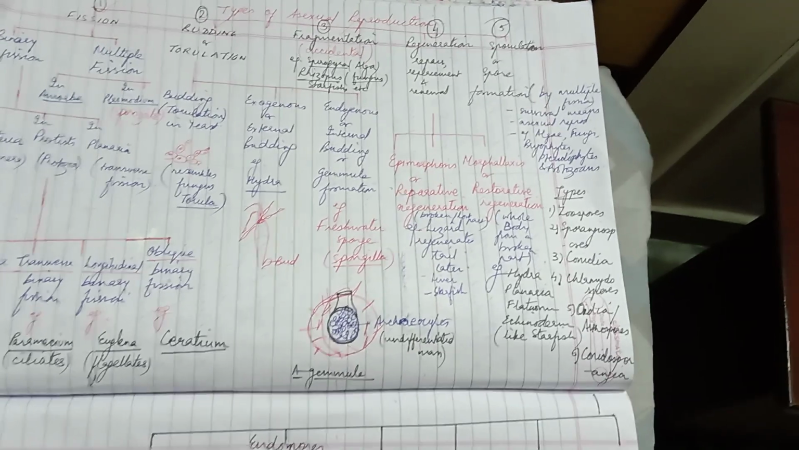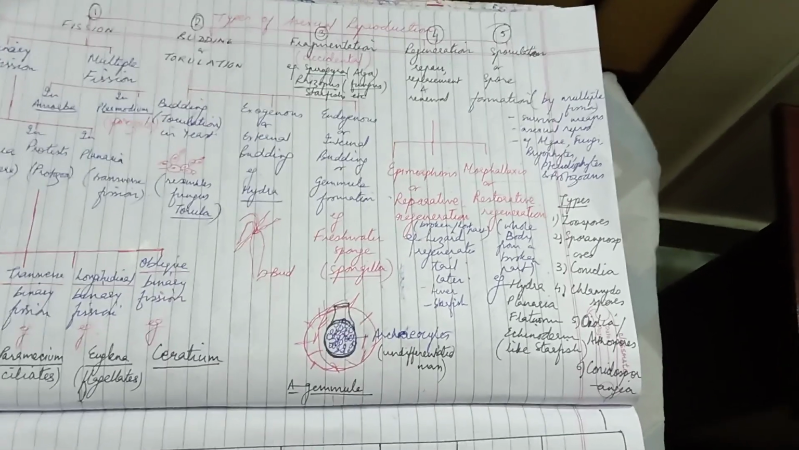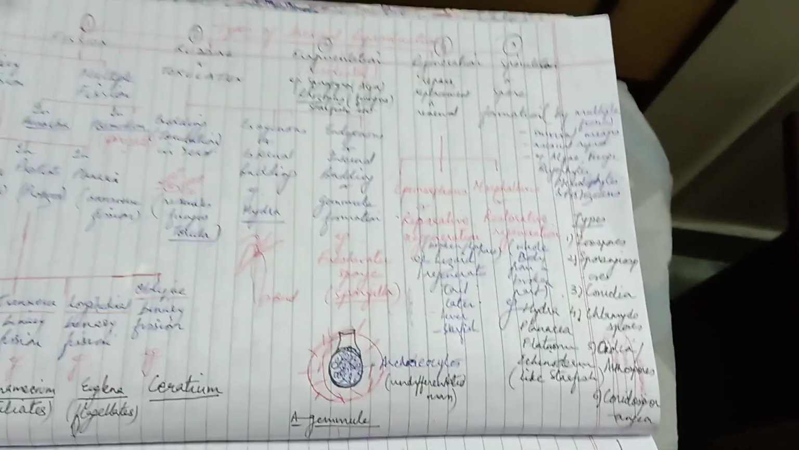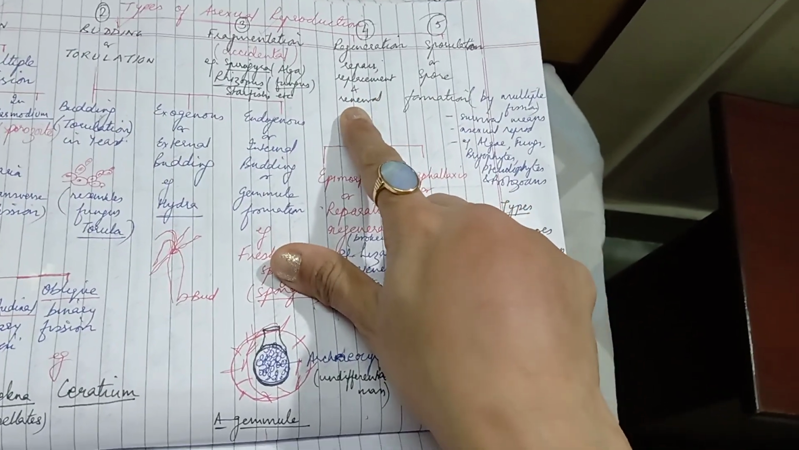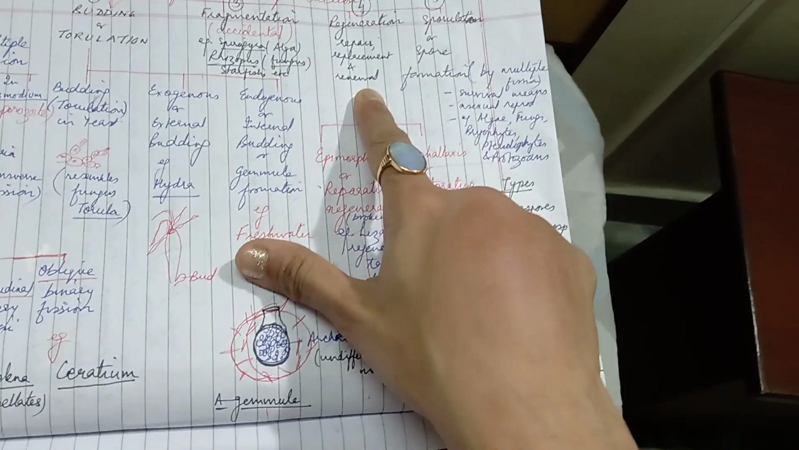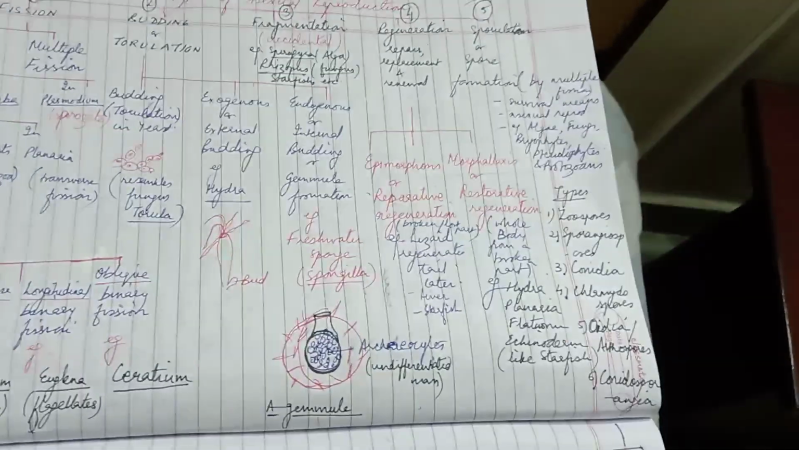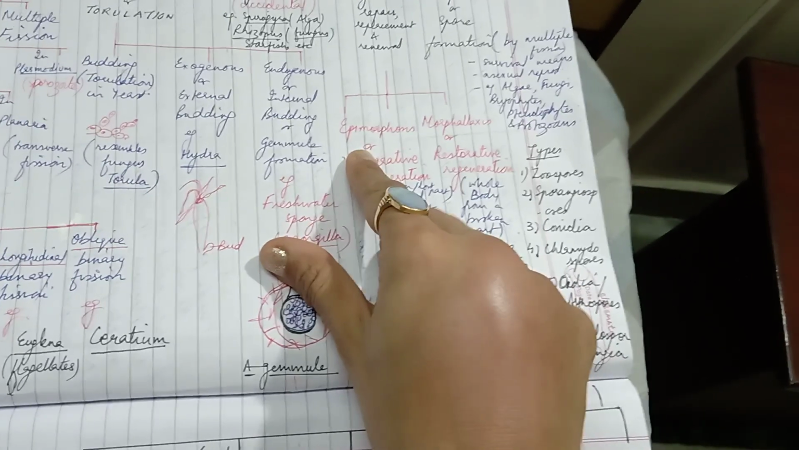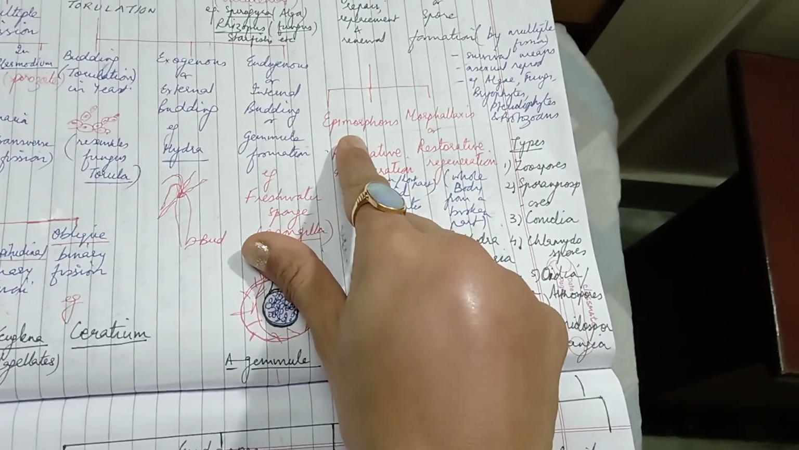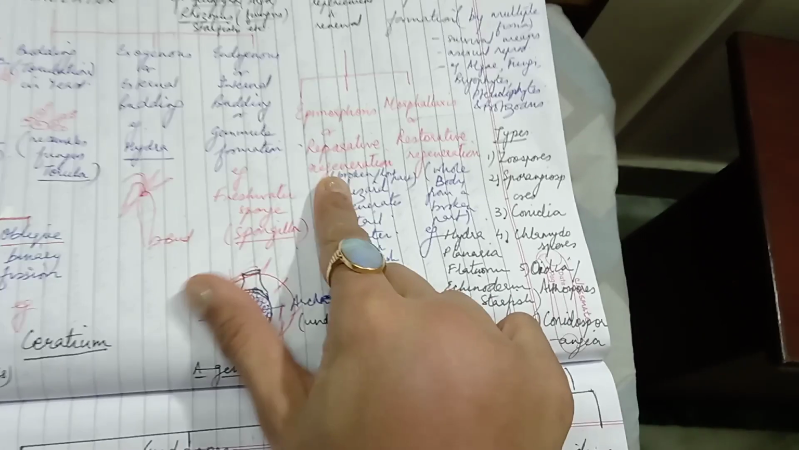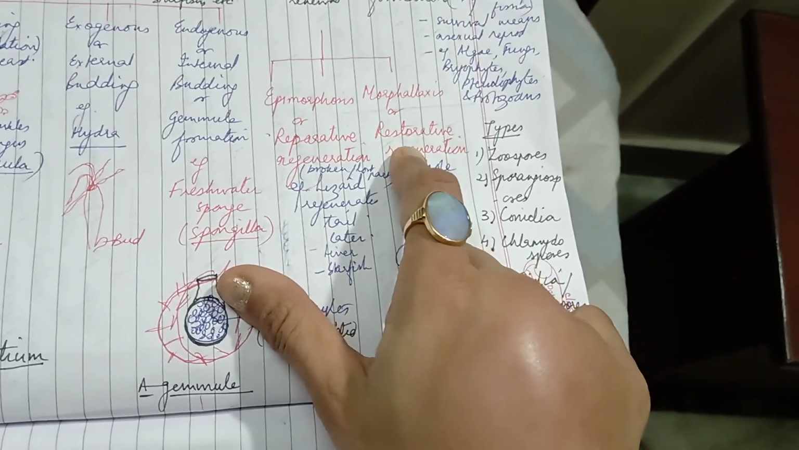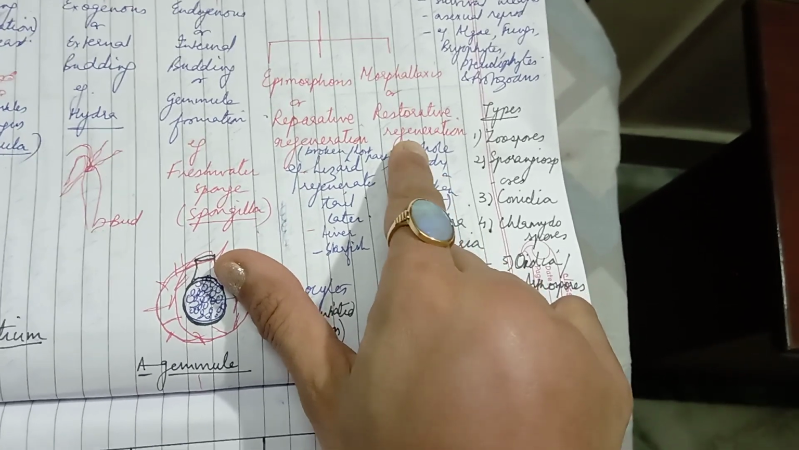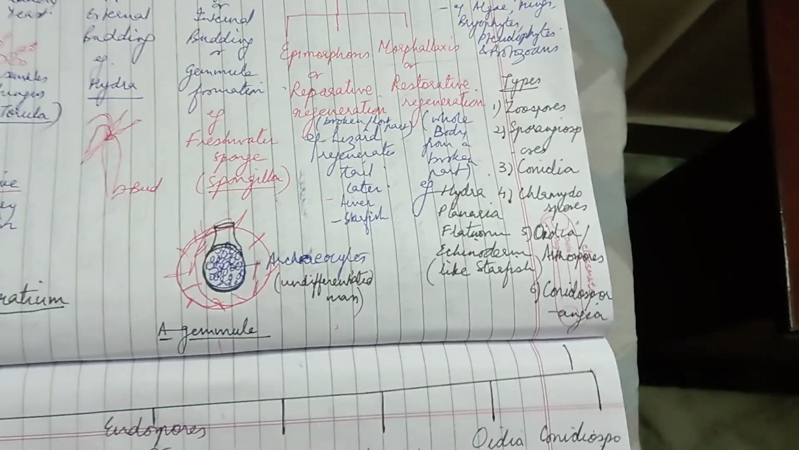Okay, children, we'll continue from the fourth point, regeneration, which is an act of repair, replacement, and renewal of the lost parts. Now, before we go further to the types of regeneration, which are epimorphosis or reparative regeneration, and the second type is morphollaxis or restorative regeneration. First, I'd like to show you a diagram to understand this.